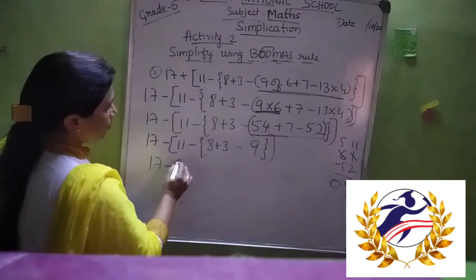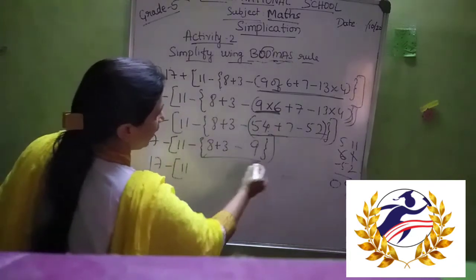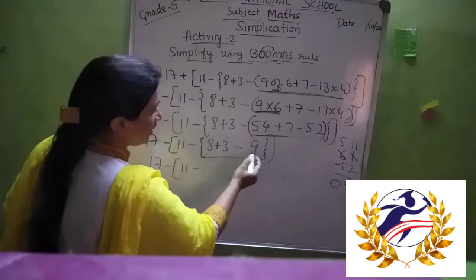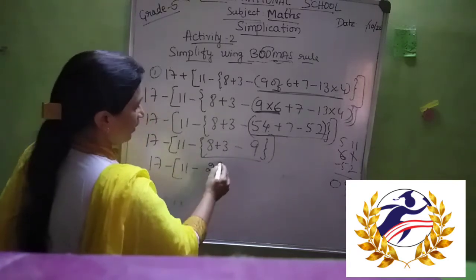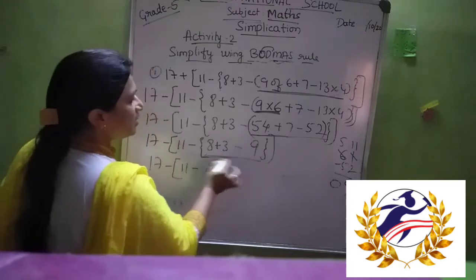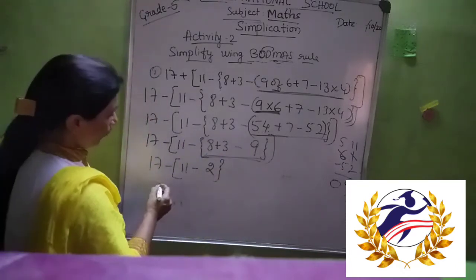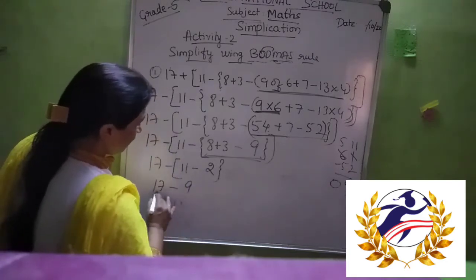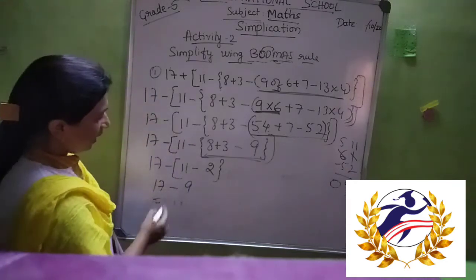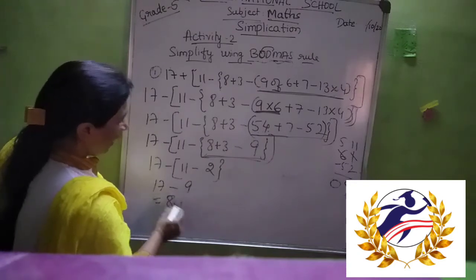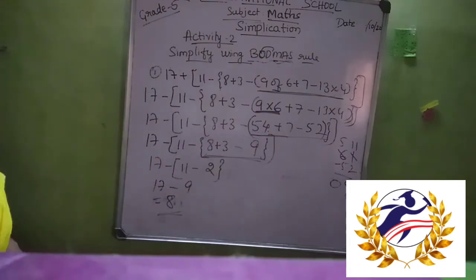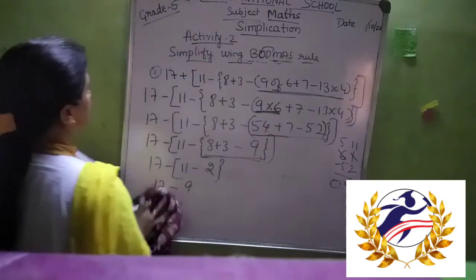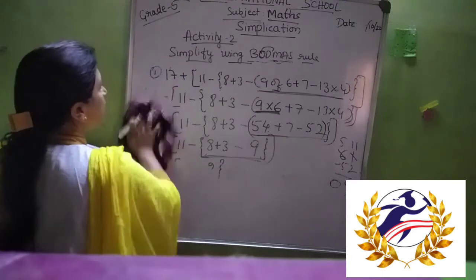So then I need to solve which is inside this bracket. So 8 plus 3 is 11. 11 minus 9 is 2. So inside this bracket also. So over. Then 17 minus 11 minus 2 is 9. So 17 minus 9 is nothing but 8. So this is the last answer of this problem. Okay, this is all about this problem.